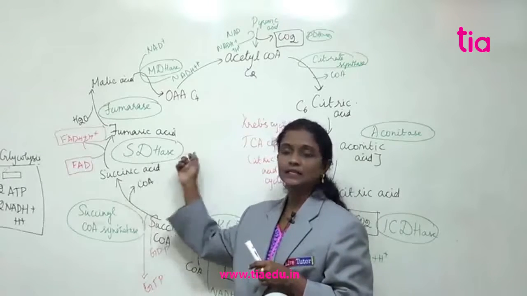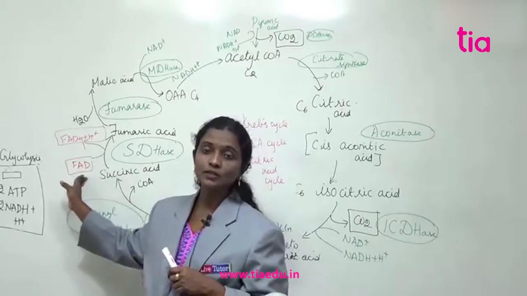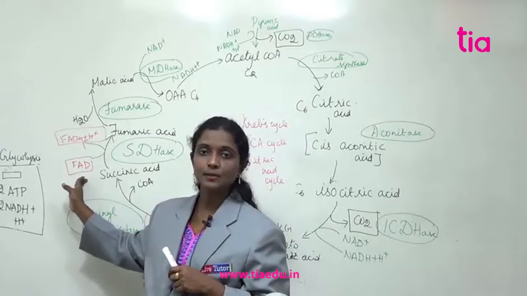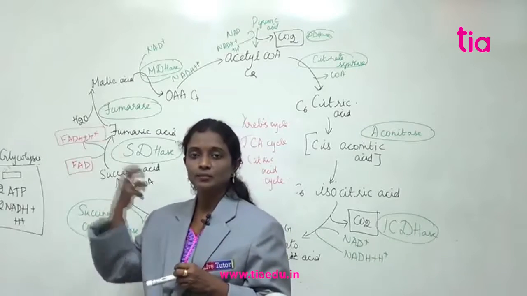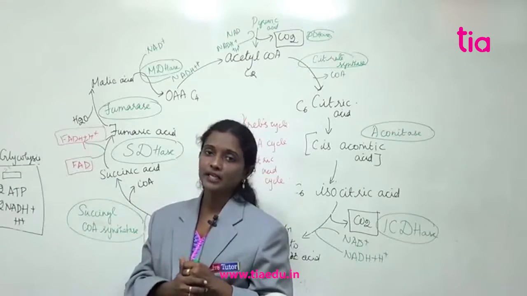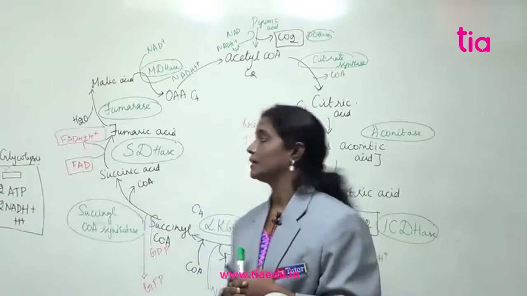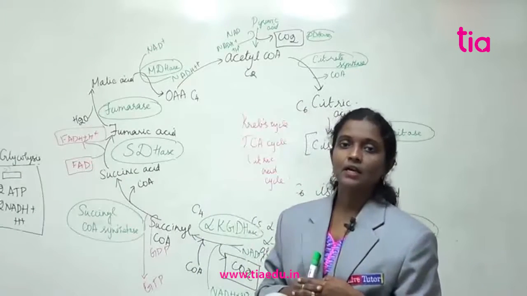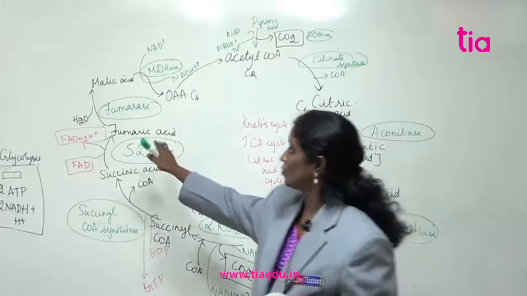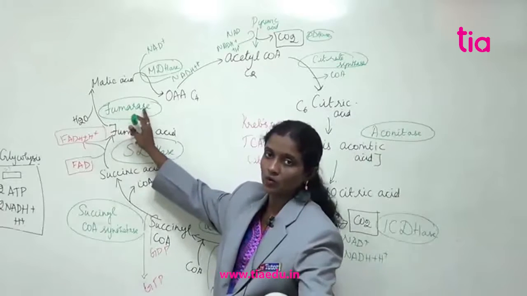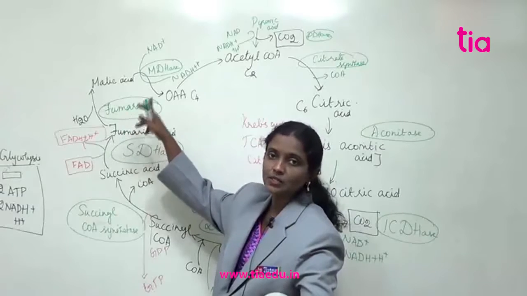Succinic acid, by the enzyme succinate dehydrogenase, again the reducing equivalent is not going to be NAD, this time it is going to be flavin. So flavin is going to pick up the hydrogens and it is going to become FADH2. Then fumaric acid. Then water is added, and finally by the enzyme fumarase, we get a 4-carbon compound, malate. And here there is no involvement of reducing equivalents, only water is involved. No energy is involved in this step, the conversion of fumaric acid to malate.